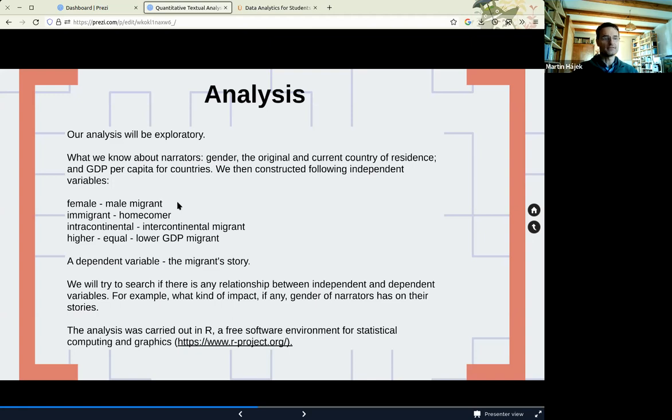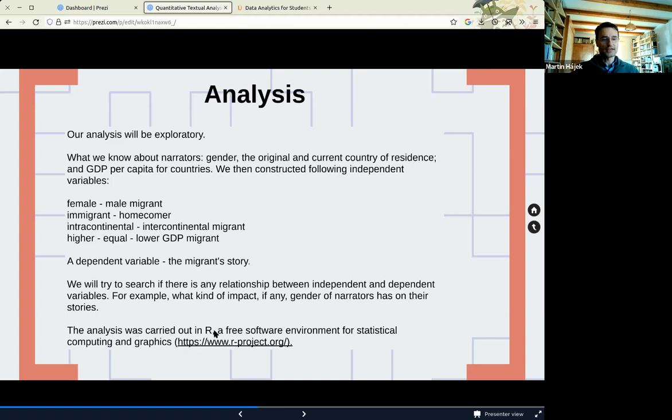But I did tentatively all these analyses, and your homework will be to try to do the rest, or to pick one of the other variables and look if there are differences in migrant stories depending on the group of migrants.